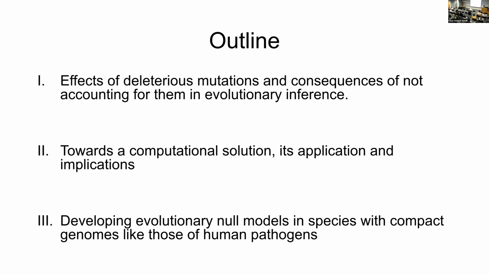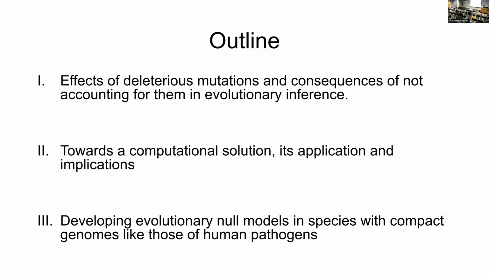For the purpose of today's talk, I am going to follow this layout. First, I'm going to talk about the effects of deleterious mutations and consequences of not accounting for them in evolutionary inference. Second, I'll talk about a computational solution and its application and implications. And third, I want to talk about how to develop evolutionary null models in species that have compact genomes, like those of human pathogens. So let's talk about deleterious mutations and what they do to variation in the genome.